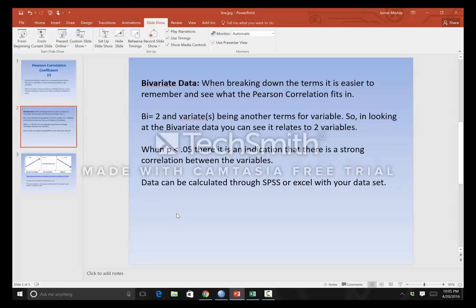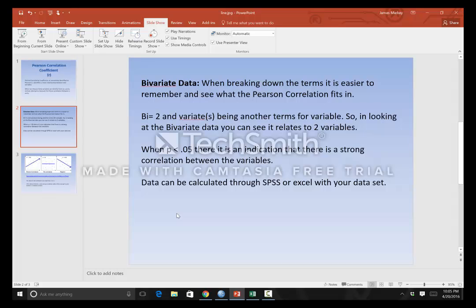Another term that we'll be discussing based on using SPSS or Excel with a data set is bivariate data, and when breaking down the terms it's easier to remember and see what the Pearson correlation fits into. So the term bivariate, bi meaning two, and variate being another term for variable, we're going to look into the bivariate data so we can see the relationship between the two variables and whether it's a strong relationship or not.